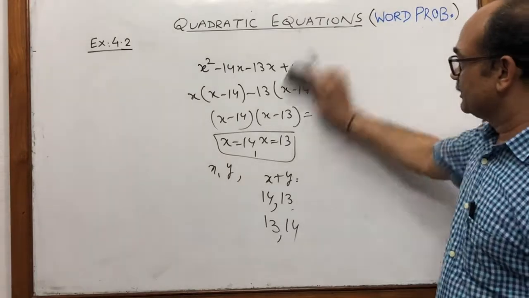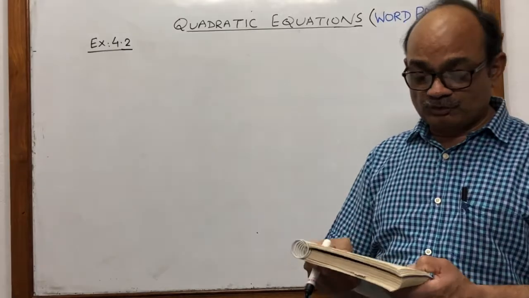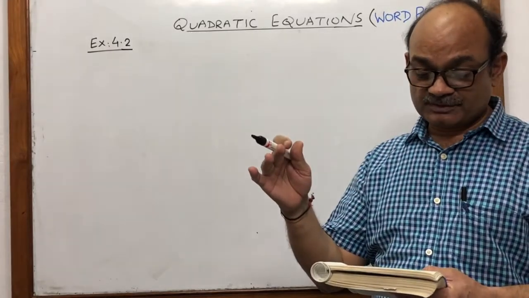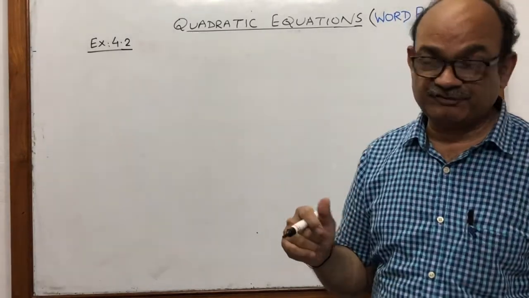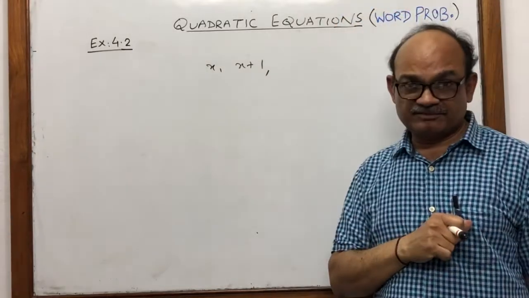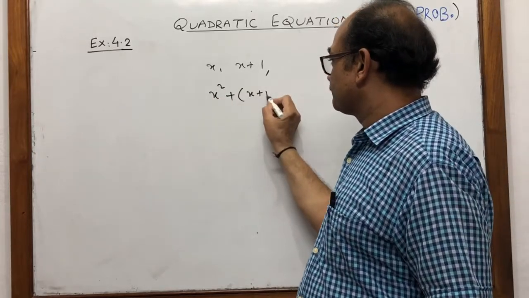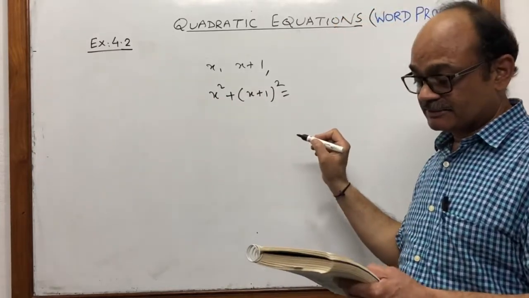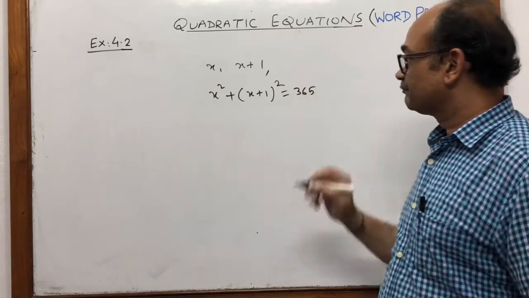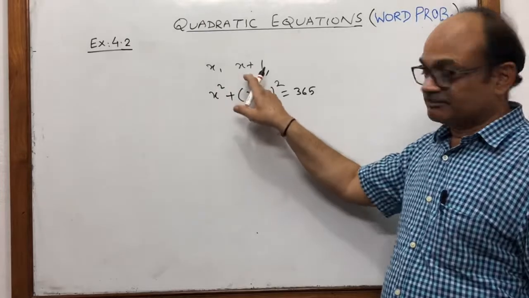Now the next sum, same exercise, sum number 4th. Find two consecutive positive integers, sum of whose squares is 365. Let the consecutive numbers be x and x plus 1, positive. The sum of their squares is given as 365. Positive numbers, consecutive numbers, लगातार number, x और x plus 1.